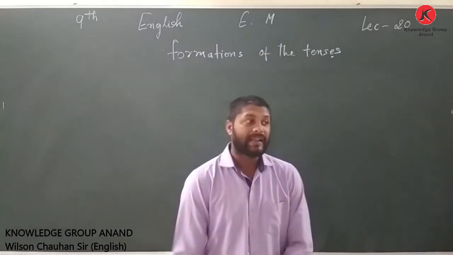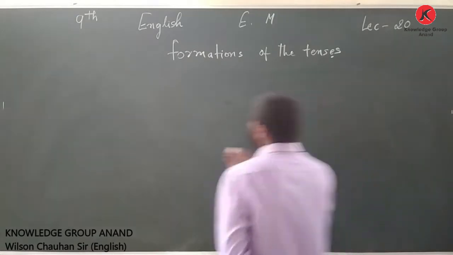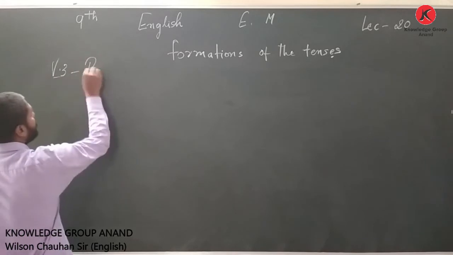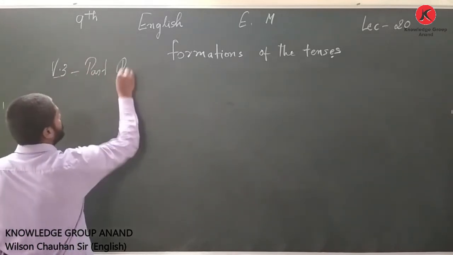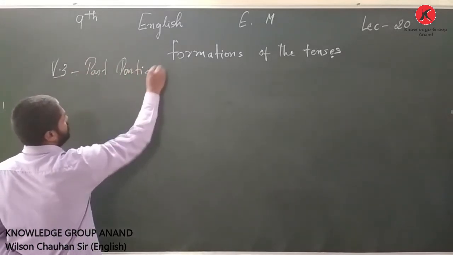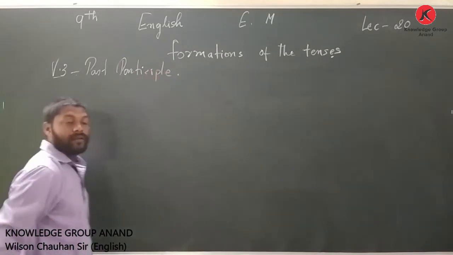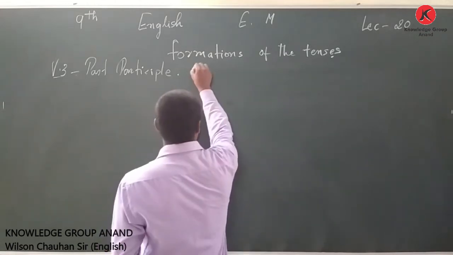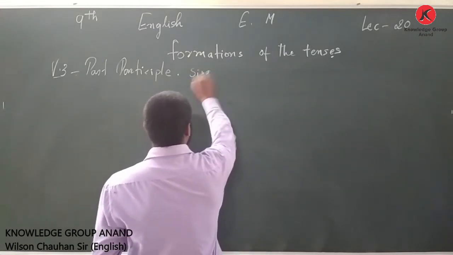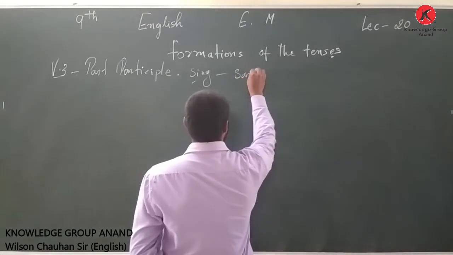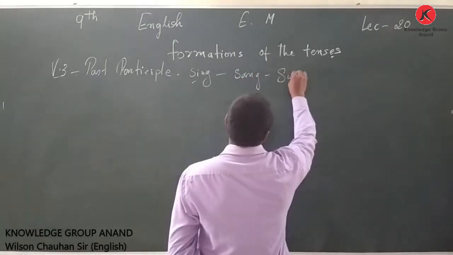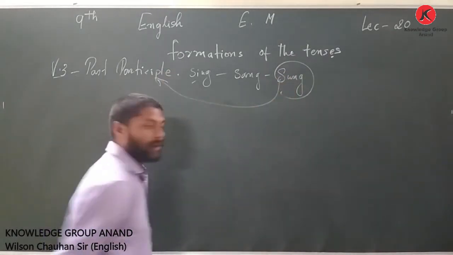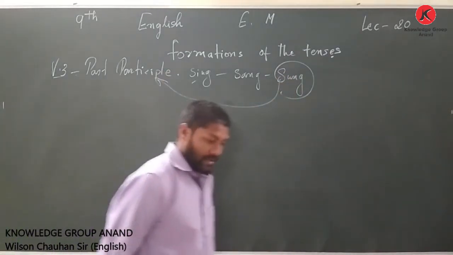And for your kind information, in order to make passive, we always have V3. Now V3, which means it is past participle. Okay? Past participle form of the main verb. So suppose for example we have sing as the example, then sang and sung needs to be used here. Okay? Yes.